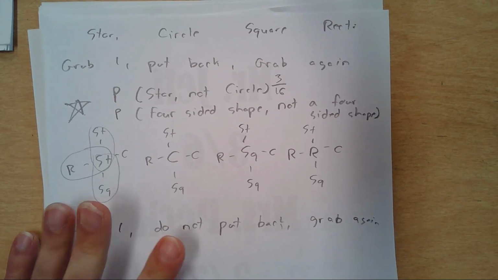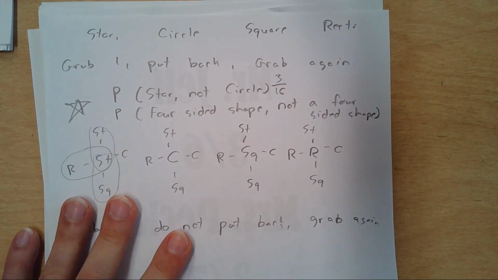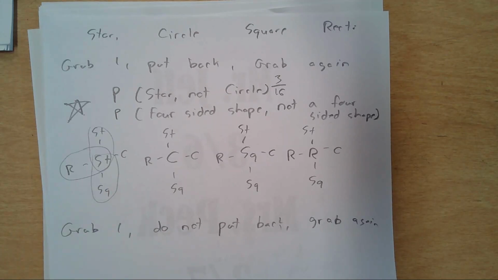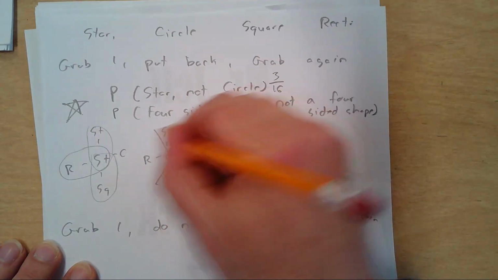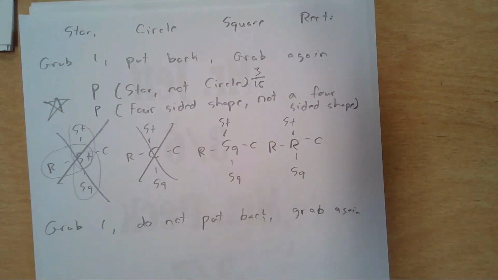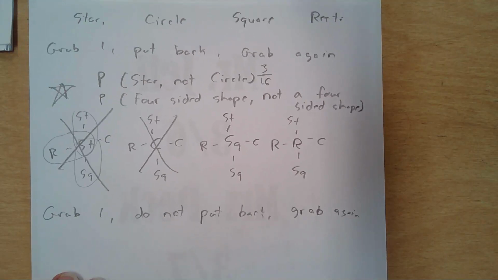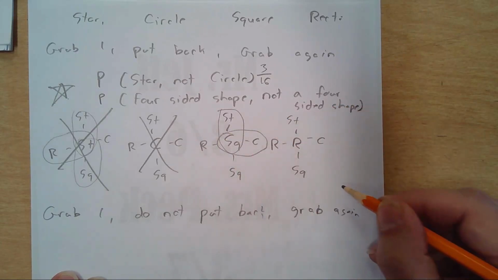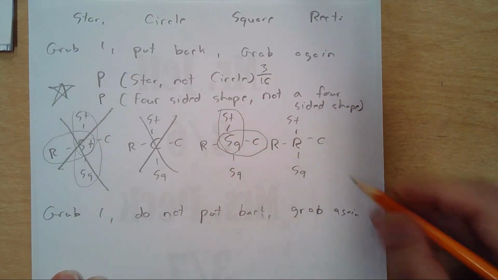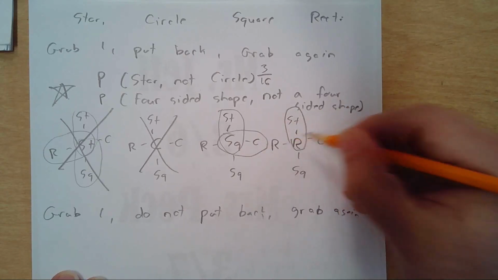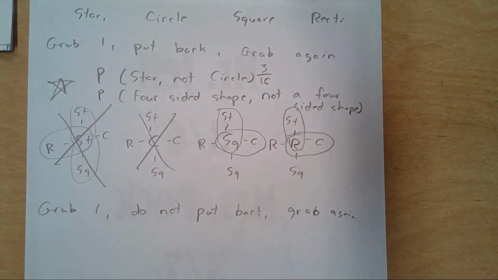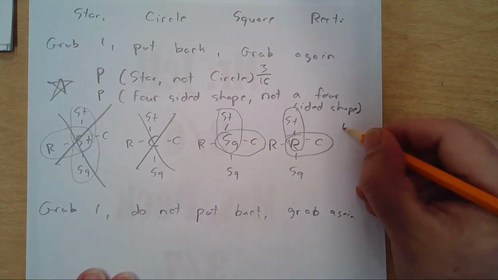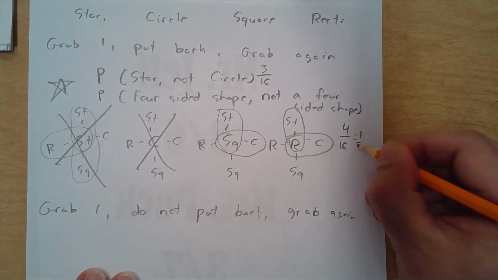If I said a 4-sided shape, that's the square and the rectangle. Those are 4-sided figures, right? So those are out right off the bat here. Followed by not a 4-sided shape. So square star is good, square circle is okay. That's, no, I said not a 4. And then a rectangle star is good, a rectangle circle is good. I got 4 of the 16, that's 1/4.